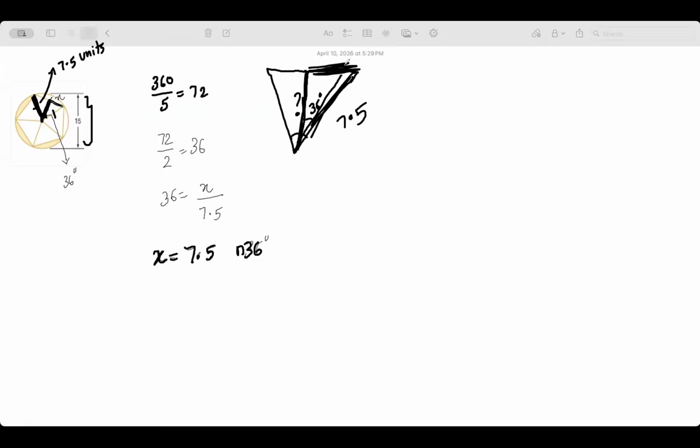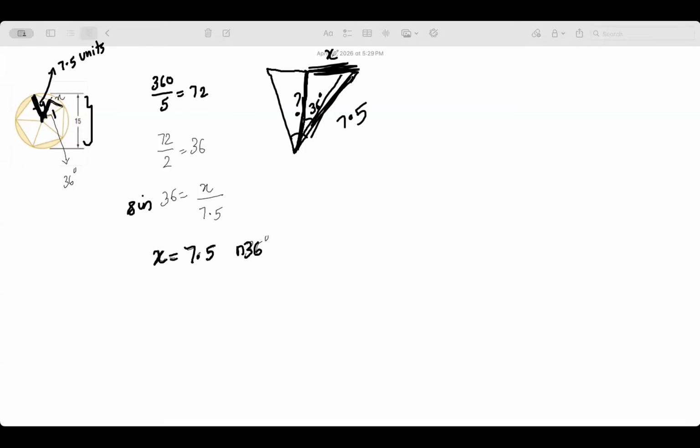I need to know both actually, x and y. For the perimeter I need to know x. For the apothem I need to know y, correct? So first let me find out x. What will connect opposite and hypotenuse? Sine. So let me write it down like that.